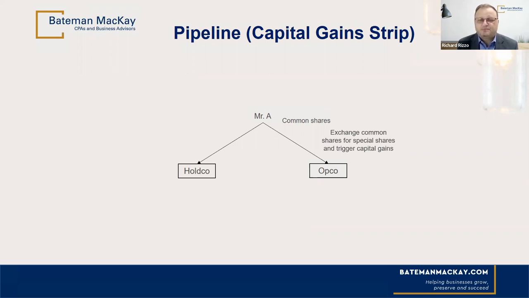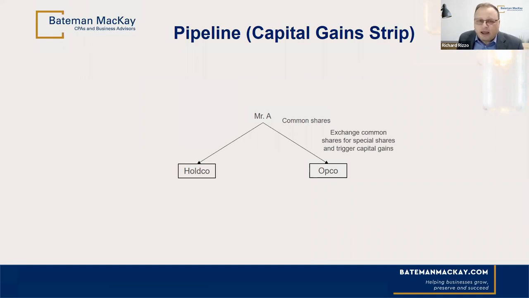On the exchange, we basically trigger the capital gains. At that point, the cost base in the shares is nominal, so when we do the share-for-share exchange, we're triggering the capital gain. Mr. A at that point has to pay the tax on the capital gain with his personal taxes. So now Mr. A owns the common shares in Opco and also owns special shares in Opco worth $1 million, but because we triggered the capital gain, the cost base of the special shares is also $1 million. So you have special shares with a fair value and cost base of $1 million.